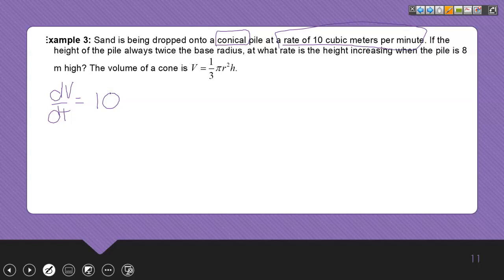If the height of the pile is always twice the base of the radius, so height and radius have a relationship. So again, going back to our cone, pile, radius, height. It says the height of the pile is always twice the base of the radius. So that means if the radius is 3, then the height of the pile is 6. The radius is 5, the height of the pile is 10. So therefore, the height is equal to 2r.